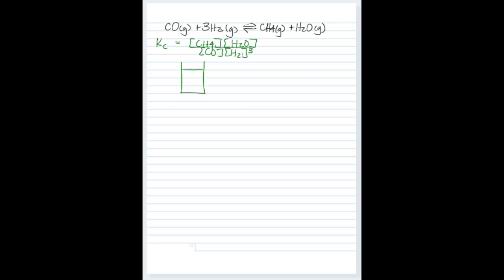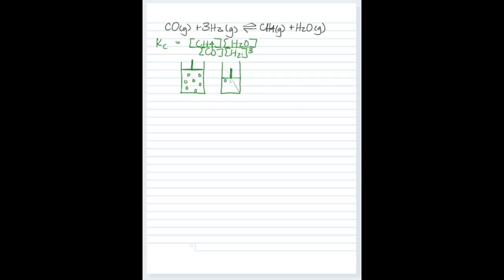So say I have this reaction going on in a chamber and it's at equilibrium, and we have some of each kind of molecule. I'm not going to say which types they are, but you've got a certain amount of CO, a certain amount of H2, a certain amount of CH4, and a certain amount of H2O in here. Okay, now imagine that we cut that volume in half.